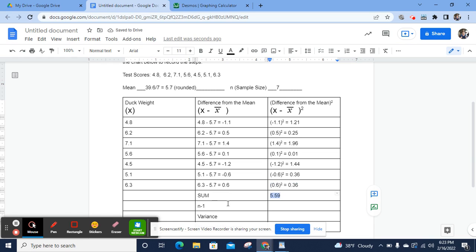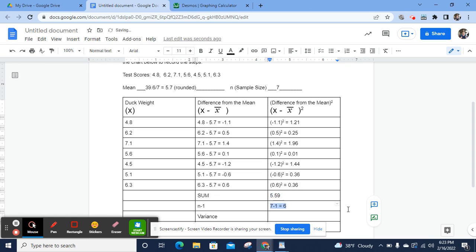And we get 5.59. Now, in order to get a standard deviation, we have to take into account that we're dealing with a sample. If we were doing it with an entire population, we would take the sum of all of these squared differences from the mean, and we would divide it by the entire population. However, we do not have that. We have a sample, and so we're going to account for the fact that we just have a small sample by taking the number of parts of the sample and subtracting 1. And that'll make the denominator smaller, which will make the overall fraction's value slightly larger.